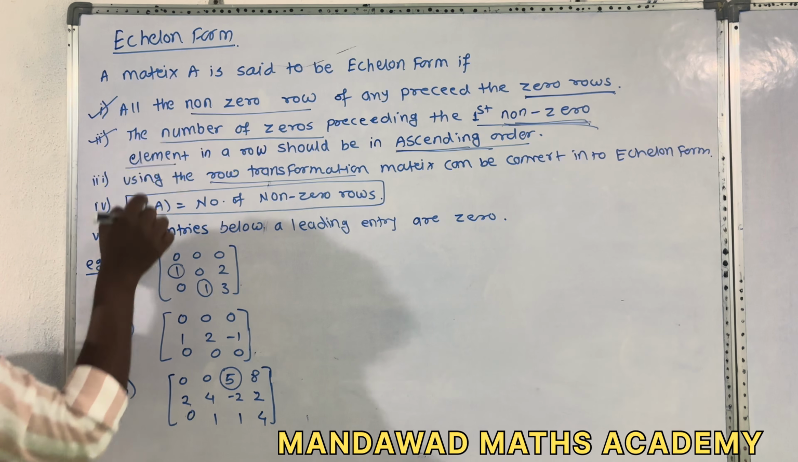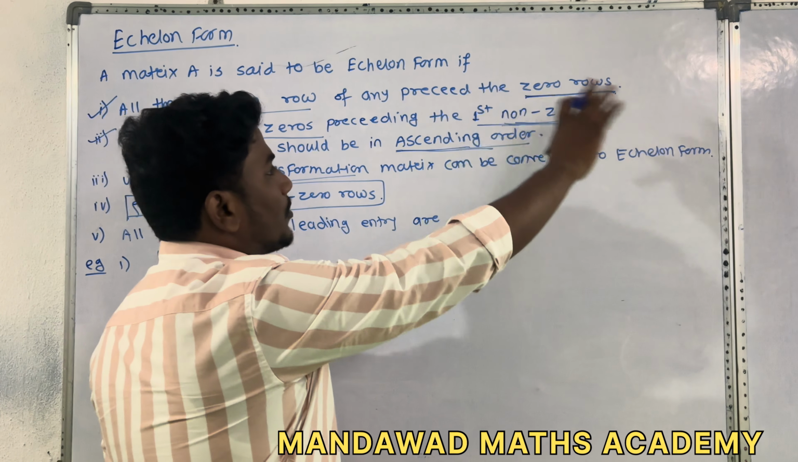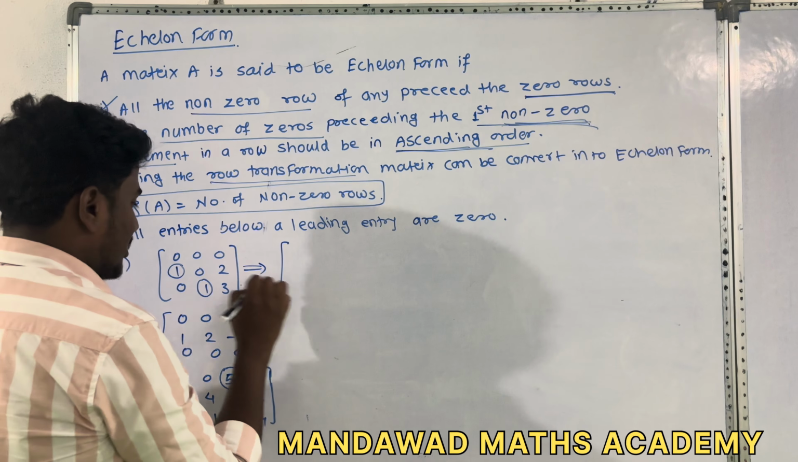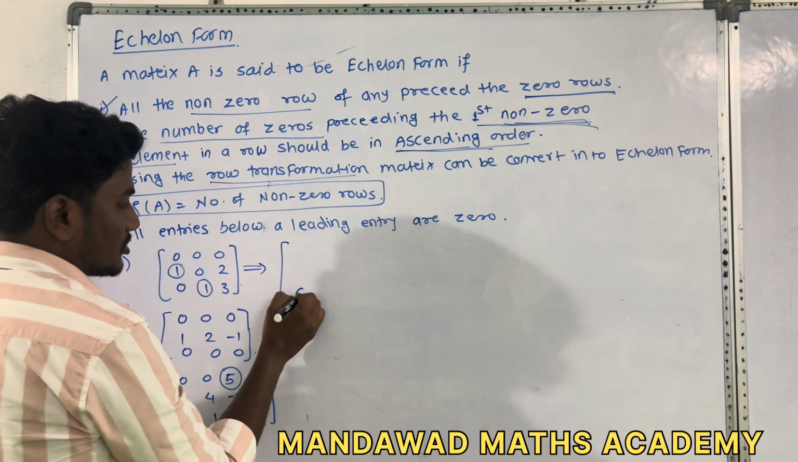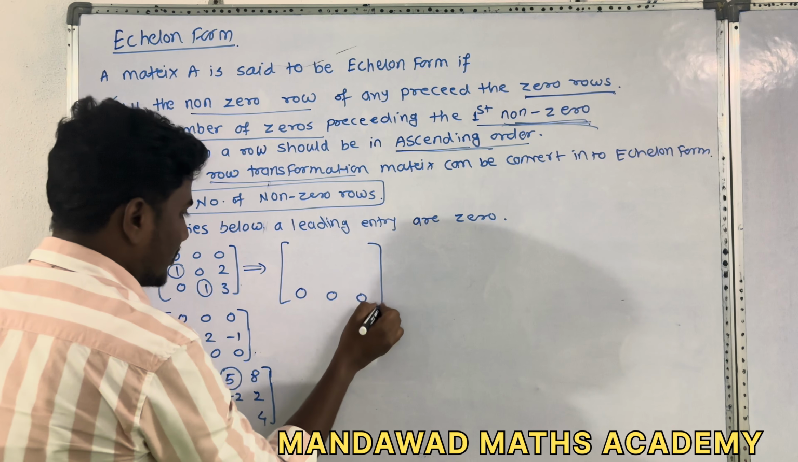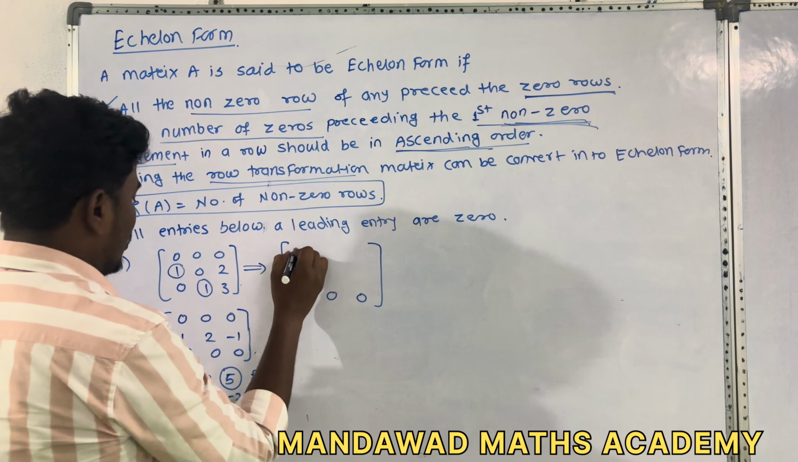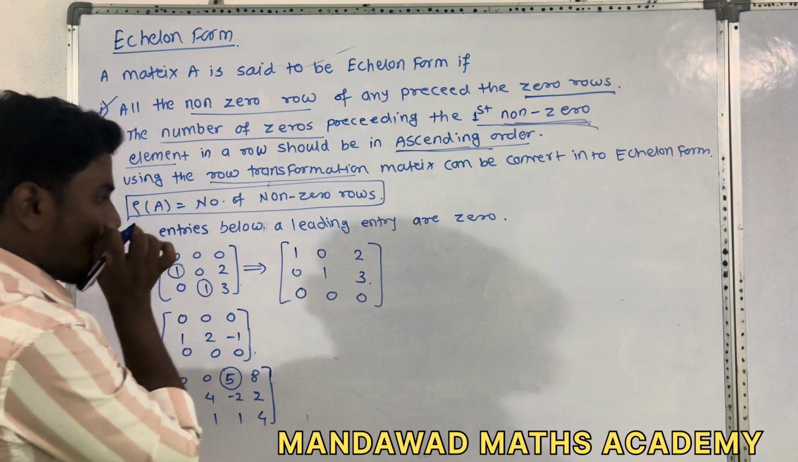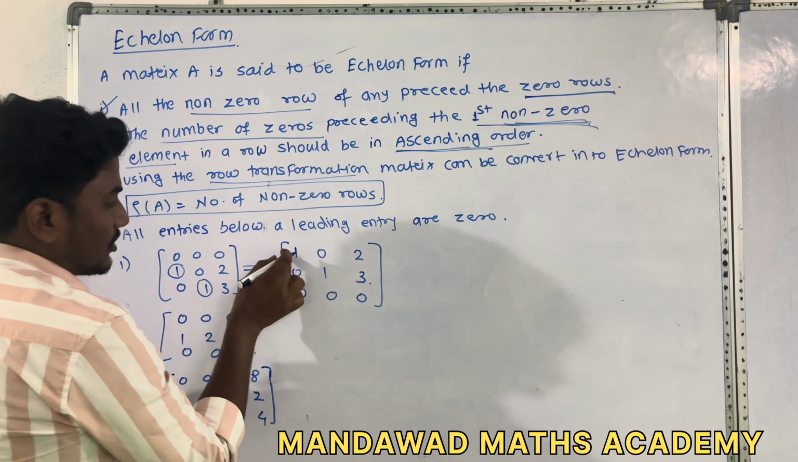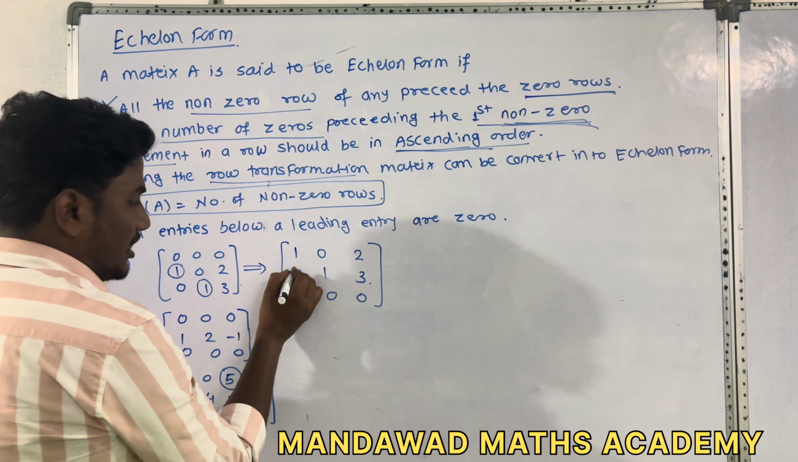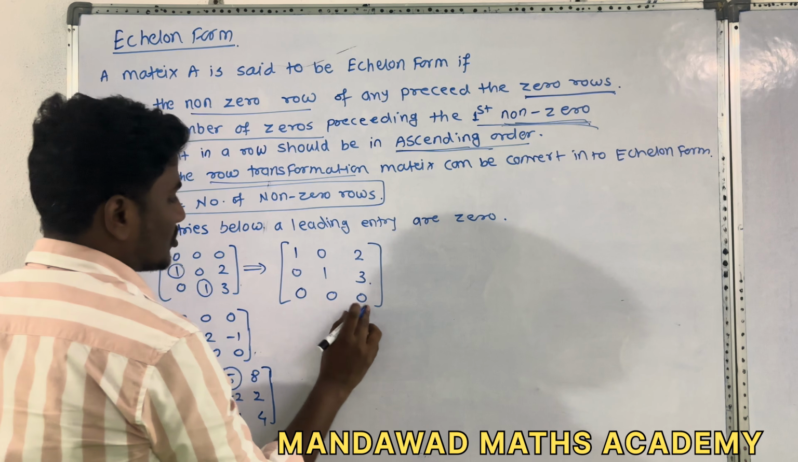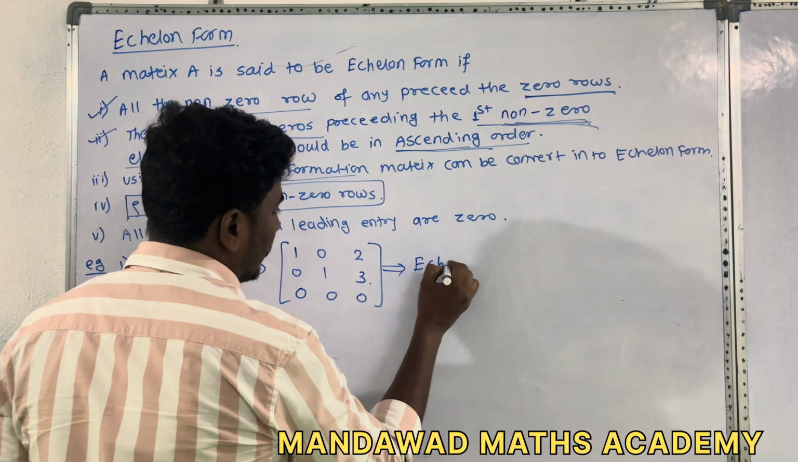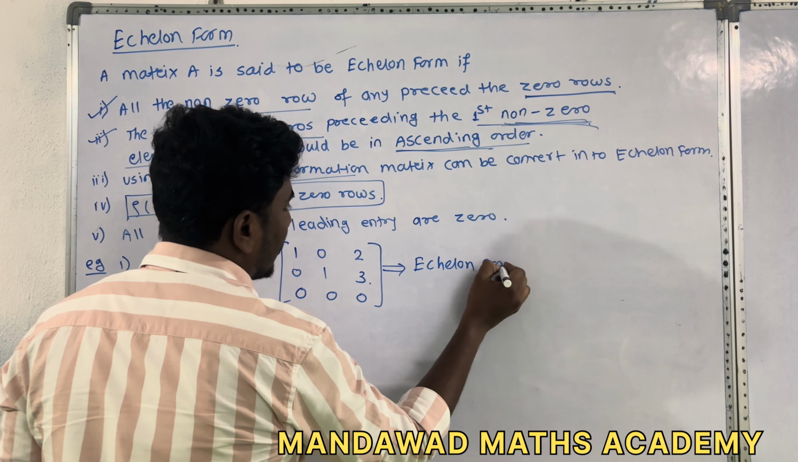What is the first condition? You write the zero rows at the bottom of the matrix and the non-zero rows on the upside. So this is a zero row; you write it at the bottom of the matrix. Next, the non-zero rows: 1 0 2, next 0 1 3. What are the zeros before these? Here nothing, here 0 1. These are all the zeros. So this is in echelon form.